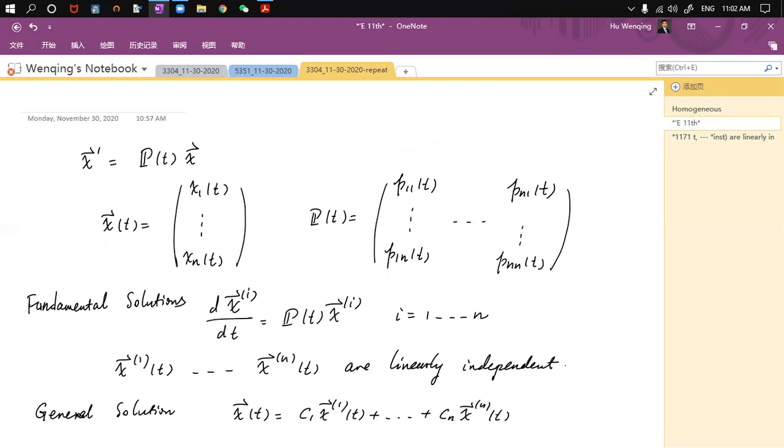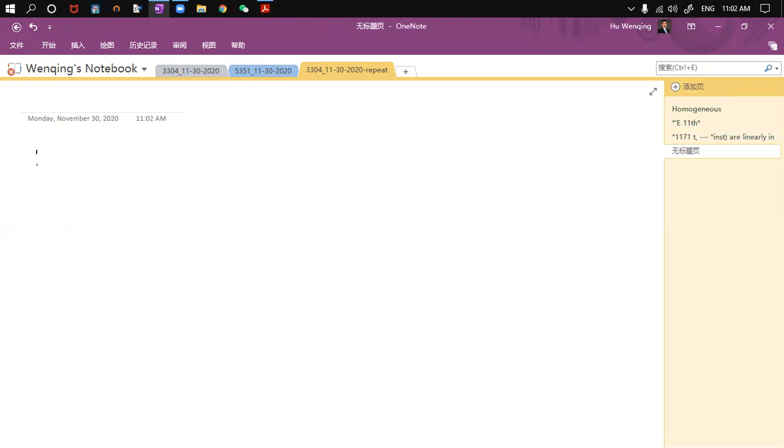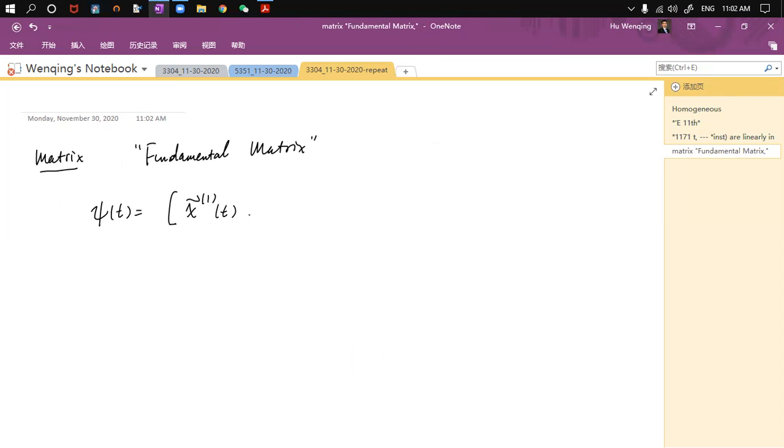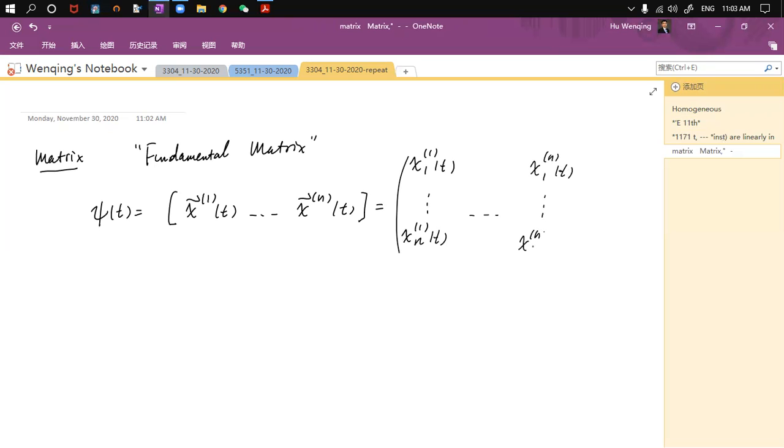Once we have the fundamental solutions, we're going to form a matrix, which is called the fundamental matrix. So what is a fundamental matrix? You form psi of t, equal to the fundamental solutions x1 of t up to xn of t, put all these fundamental solutions as column vectors in a row. That forms a square matrix, x11 of t up to x1n of t, down to xn1 of t up to xnn of t. This is what we call the fundamental matrix.